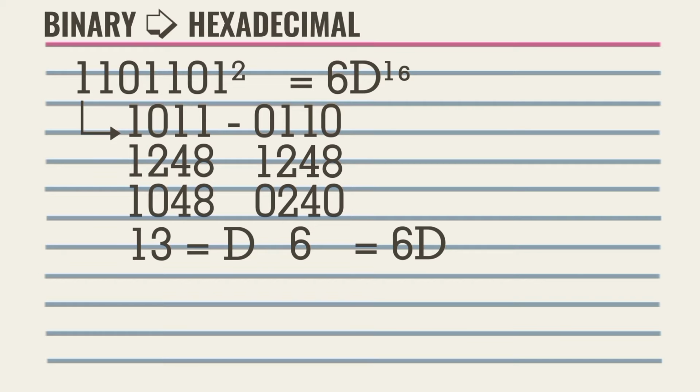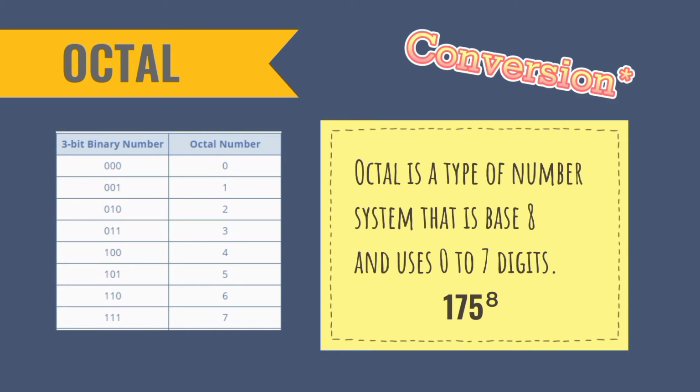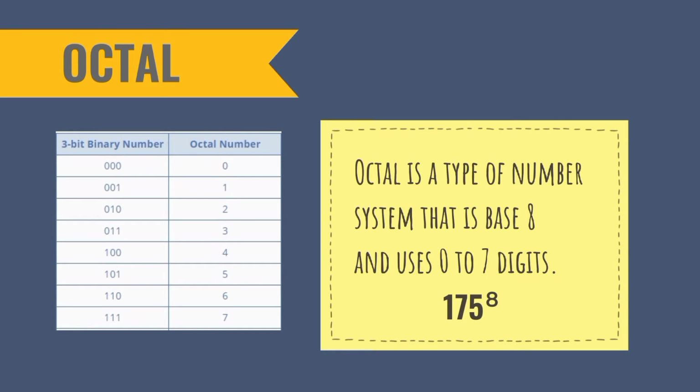Now let's discuss the second type of number system, which will be octal. What is octal? Octal is a type of numeral system that is base 8 and uses the digits 0 to 7. For example, 175 base 8 is a form of octal numeral system. Let me show you the process of conversion from octal to other types of numeral system.